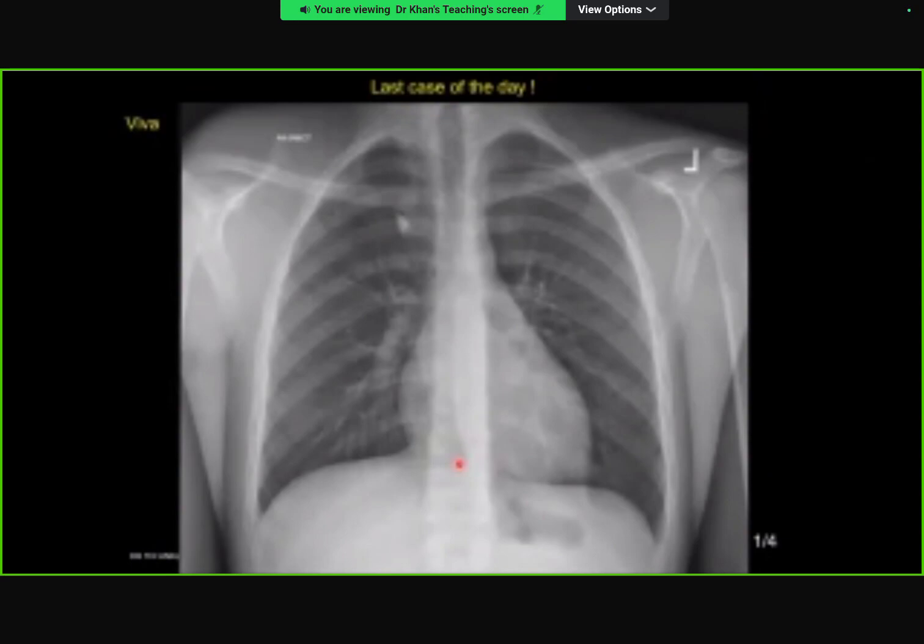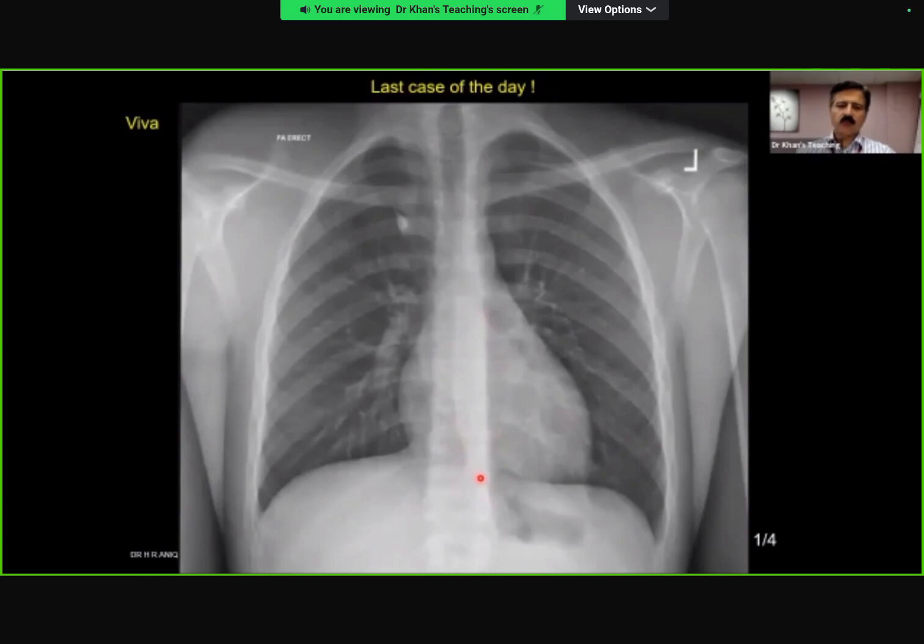So there appears to be increased density in the left paravertebral region behind the heart shadow. This thing, I am not worried. Please continue.